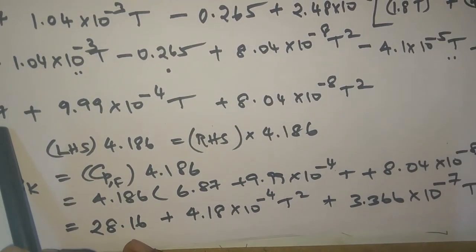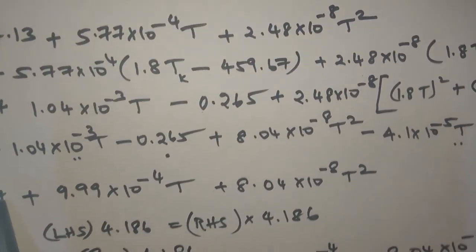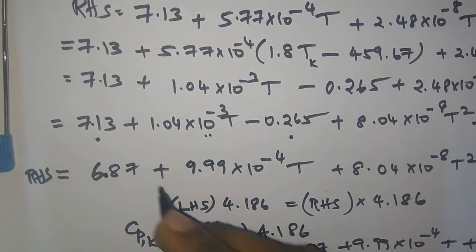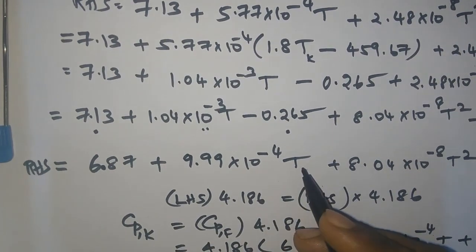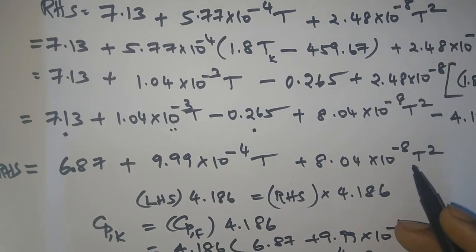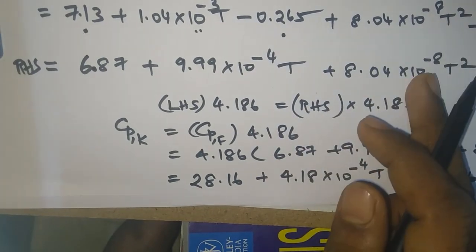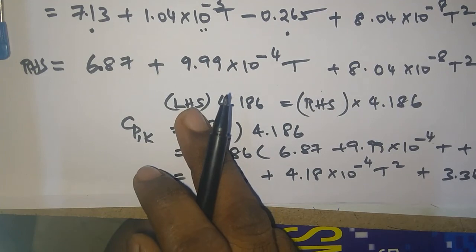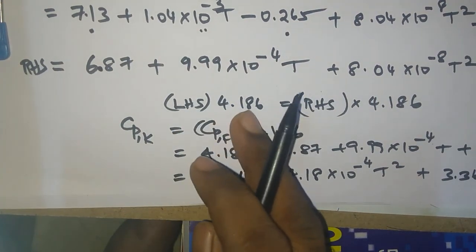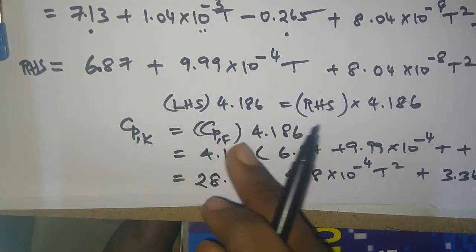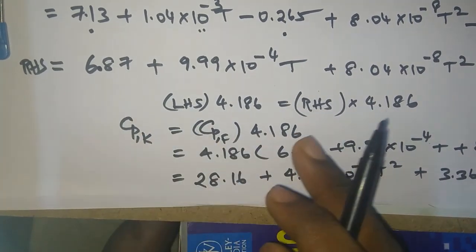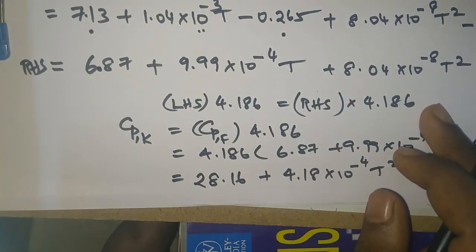6.87 plus 9.99 into 10 power minus 4t plus 8.04 into 10 power minus 8t square. So this is the right hand side of the given expression in terms of this, and in the given expression left hand side we have to multiply it by 4.186 to get Cp in terms of kilojoule per kilomole Kelvin units. So that way we have to multiply by the same factor in the right hand side.